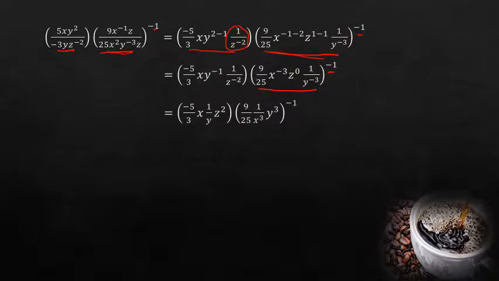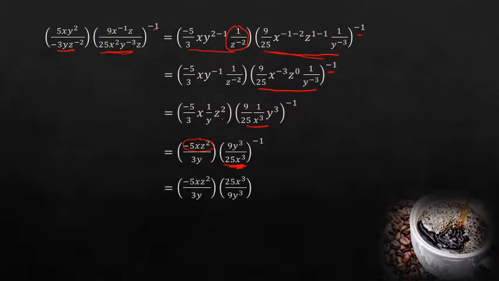Further simplifying, we will get negative 5 over 3x. And then the negative exponent of y will make it 1 over y, and the negative exponent of z will make it z squared. And then for the second factor, the negative exponent of x will make it x cubed, and the negative exponent of y will make it y cubed. So further simplify, all those that are in the numerator are put together, so we get negative 5x squared over 3y, and then the second one will have 9y cubed over 25x cubed. But again, this is still raised to the power negative 1.